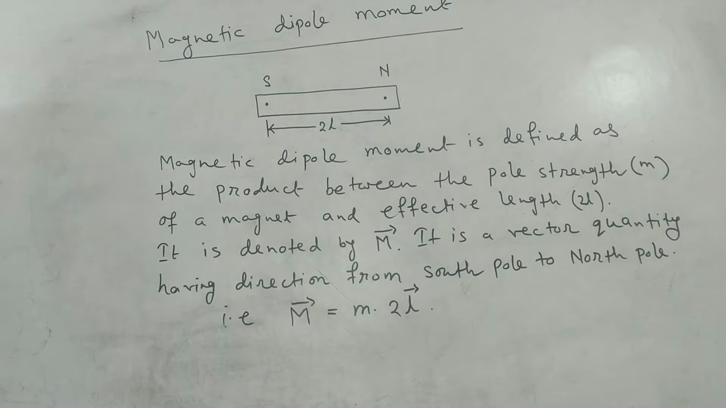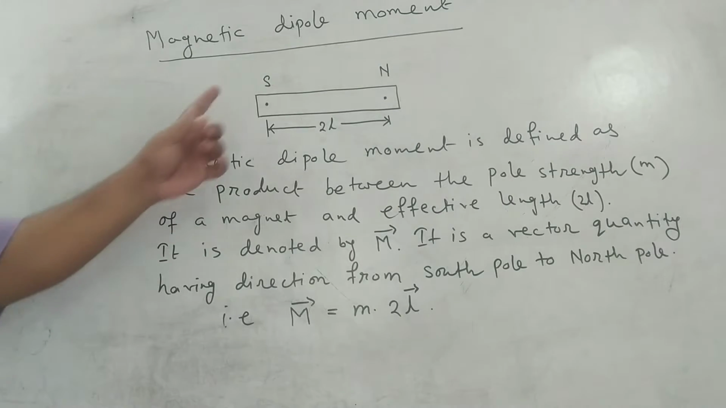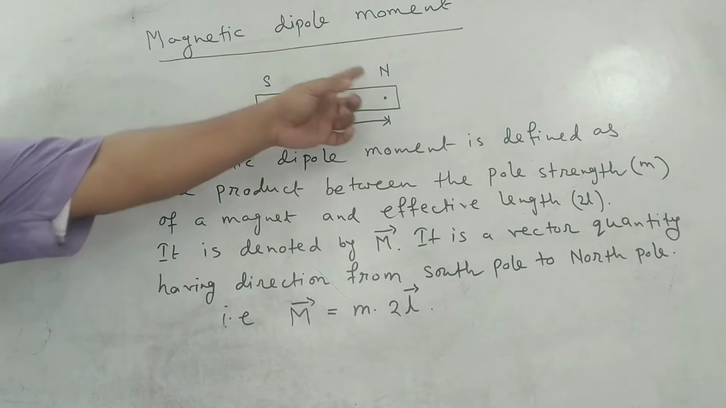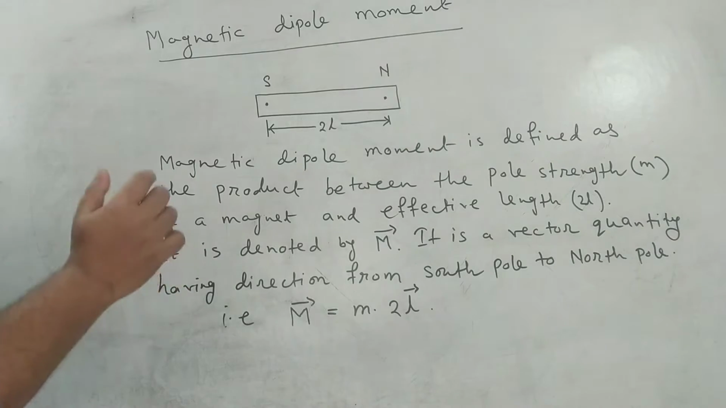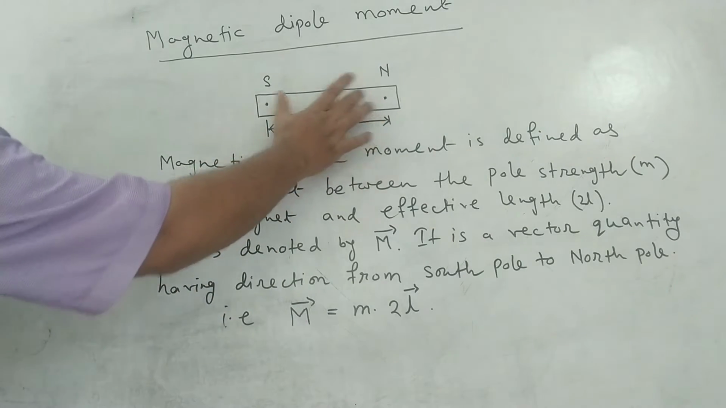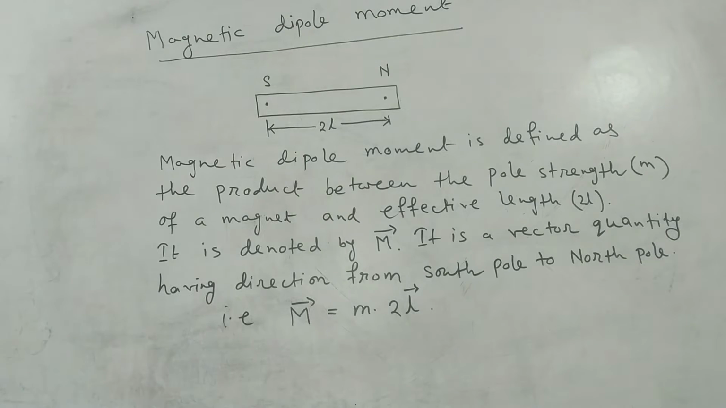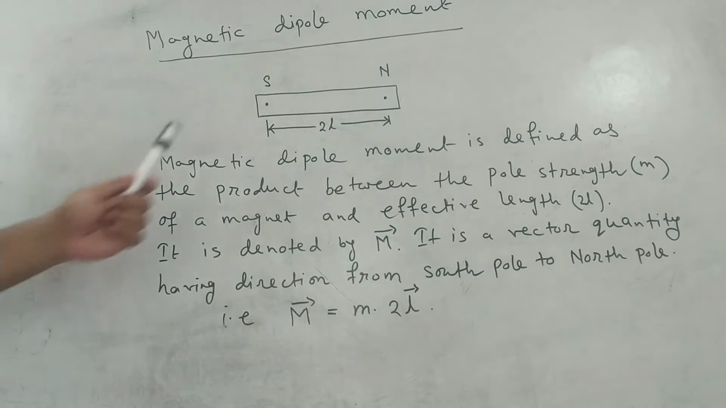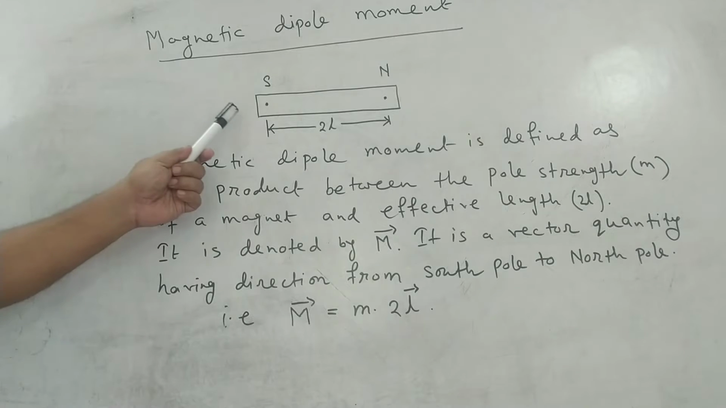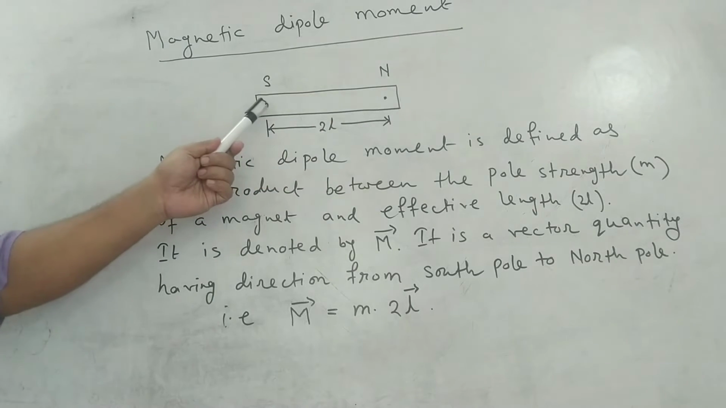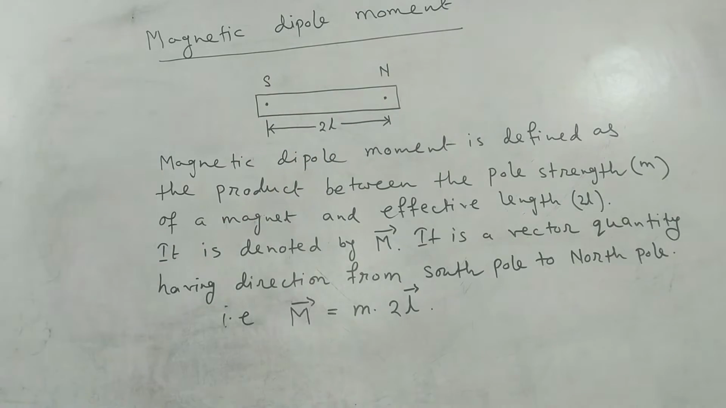You know that a bar magnet has two poles, one is the south pole and one is the north pole, and the effective length is the distance between the two poles, that is, the south pole and the north pole. You also know that the effective length of the bar magnet is less than its geometric length. This is the geometric length, but the distance between S and N is the effective length. It is less than the geometric length.